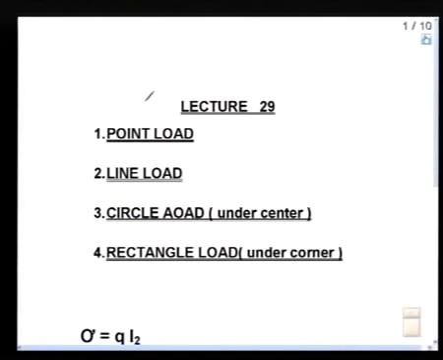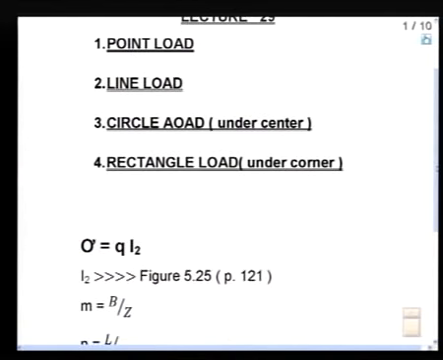Now we are in lecture 29 and we already discussed point load. We know how to deal with it. Line load already. Circle load, we spoke about it. Remember, it's under center only. Rectangle load, we spoke about it last time and we had an example. We did not finish it, right?